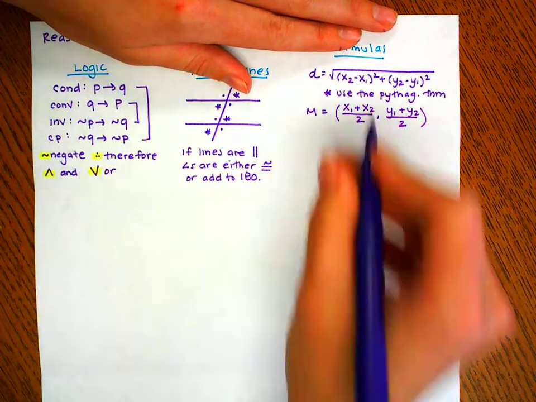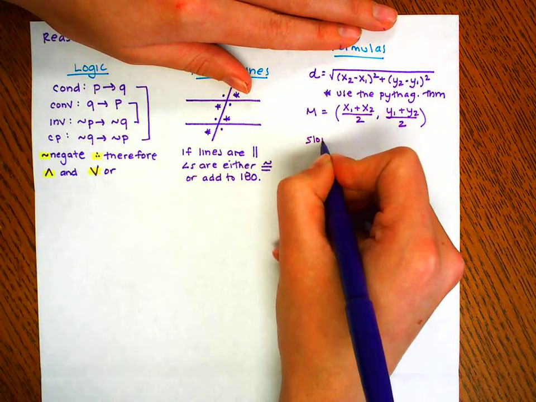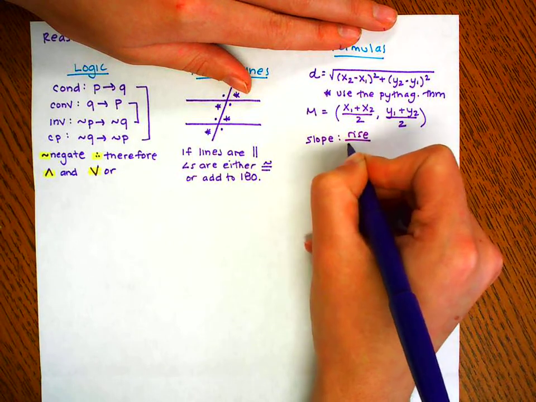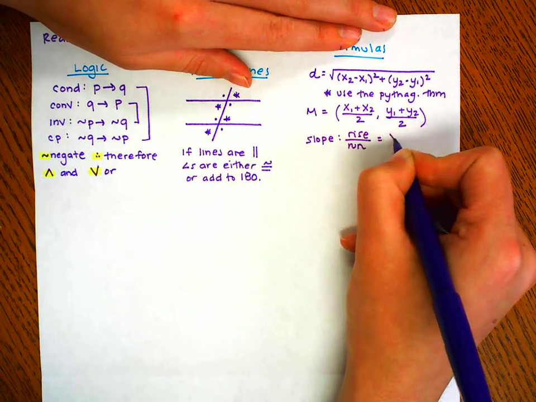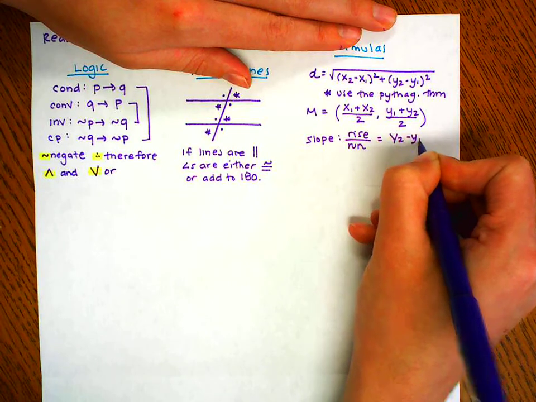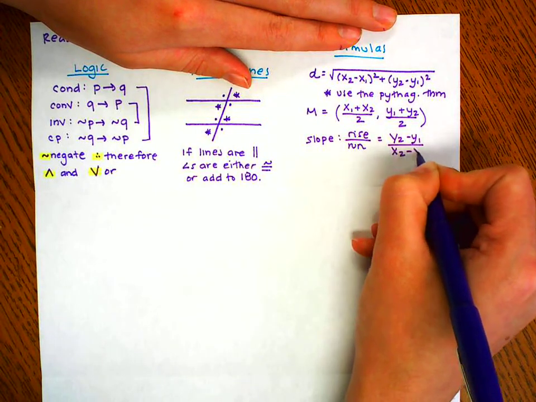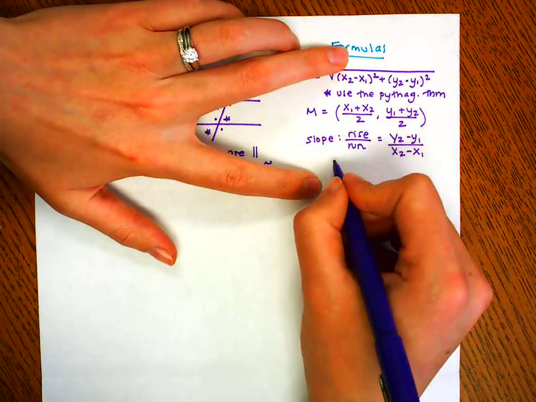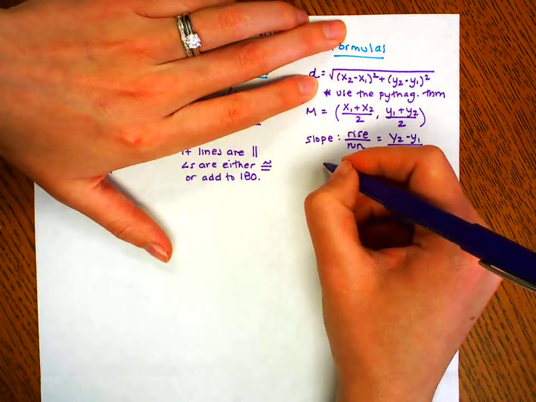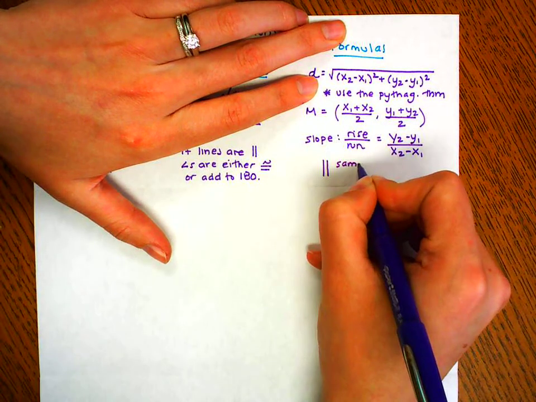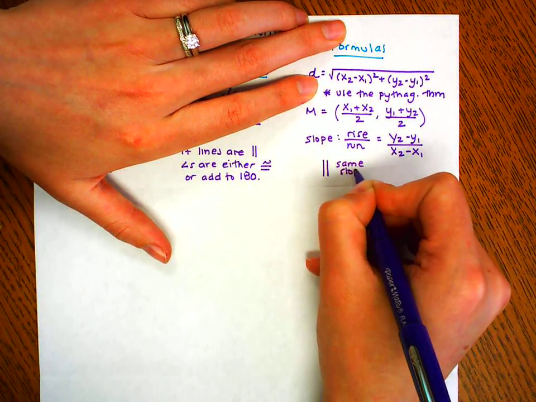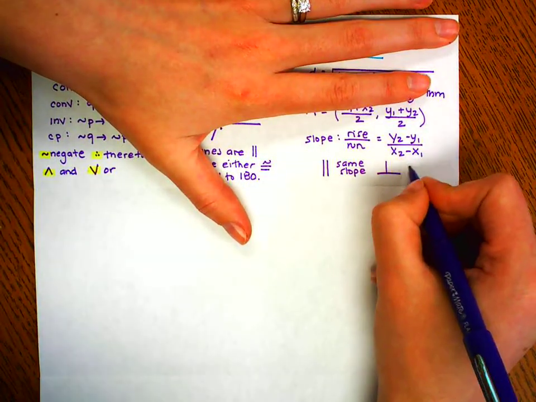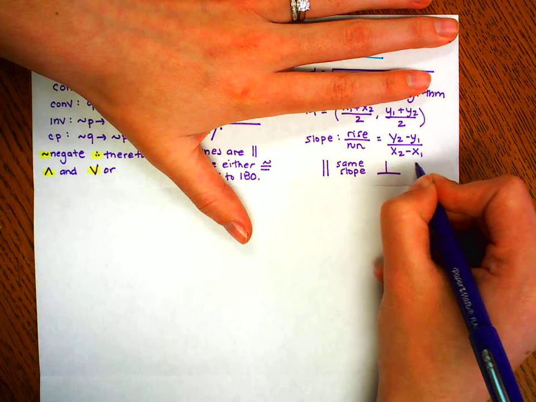Okay? Slope, we just talked about this recently. It's been a while, but slope is rise over run. And if we turn that into a formula, we get the change in the y's over the change in the x's. Okay? There's two more things that are important. If I want my lines to be parallel, I'm going to have the same slope. If I want my lines to be perpendicular, the slopes are going to be negative reciprocals.